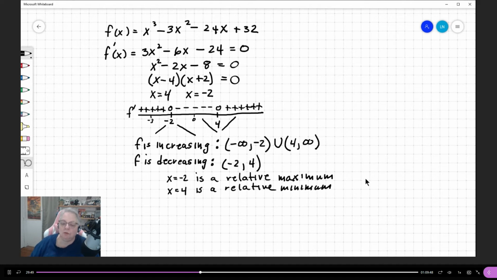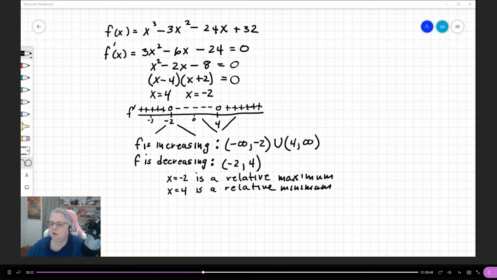Now, it's not the minimum value of the function or the relative minimum value. It's where that value occurs, right? So technically, x equals negative 2 is where the relative maximum occurs, and x equals 4 is where the relative minimum occurs. To find the actual value of the maximum or minimum point, you would have to plug those numbers back into the function, right? But for right now, I'm just interested in the x values. Make sure you can find them.